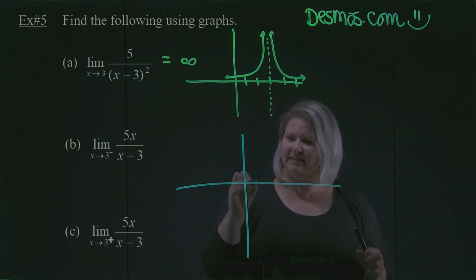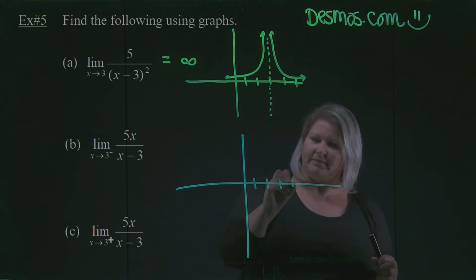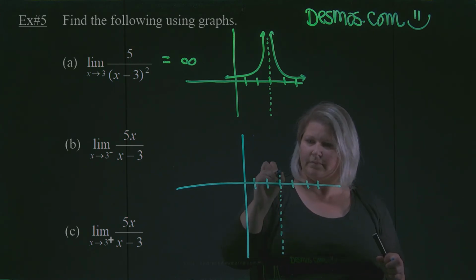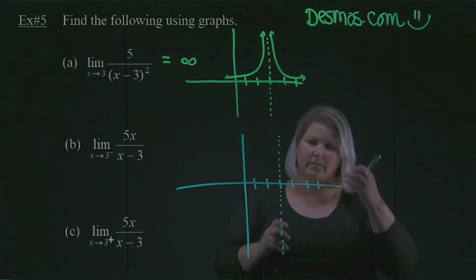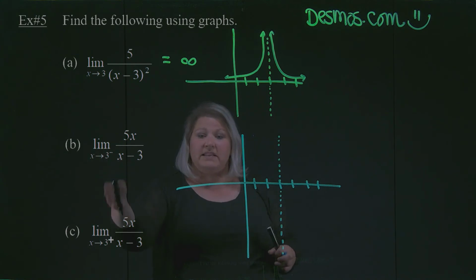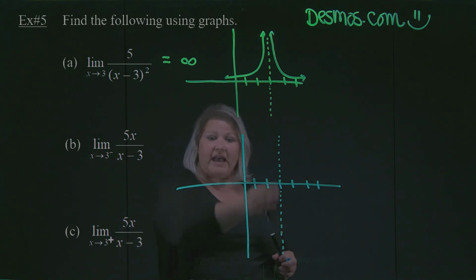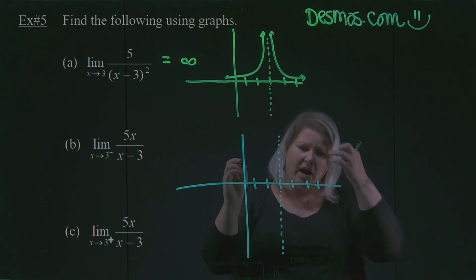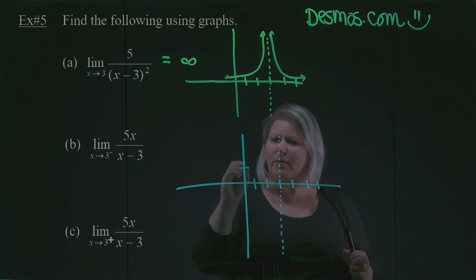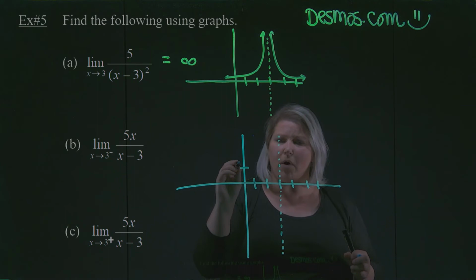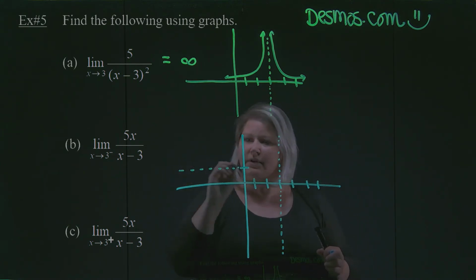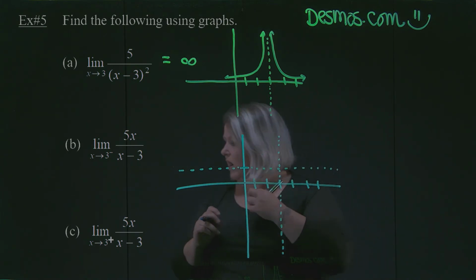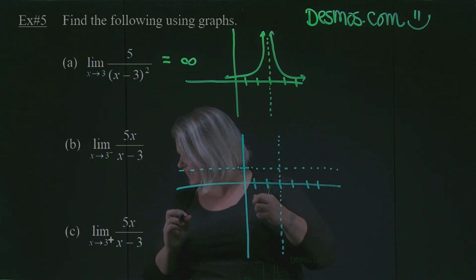Again, because of the denominator, we do have a vertical asymptote at x equals 3. We also, whether or not you know this part, we have a horizontal asymptote at y equals 1, and it looks like this.